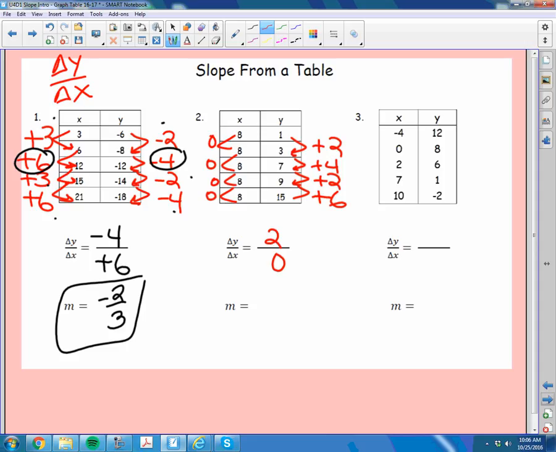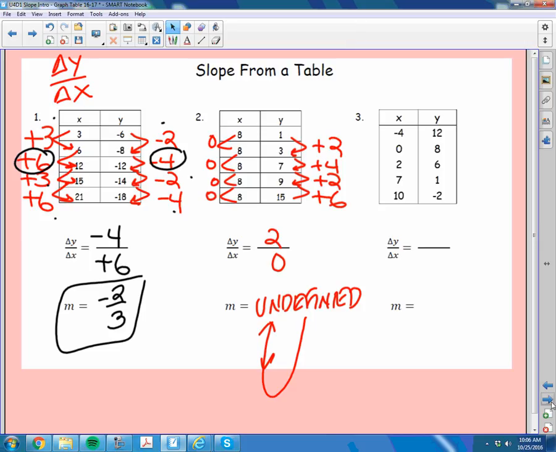It says what? Error. Why does it say error? Because how many times is 0 going to 0? Well, it goes in a lot. Doesn't make any sense. It's undefined. Which means we know that this is a vertical line because it's undefined. If you graph these, you'll get a vertical line.